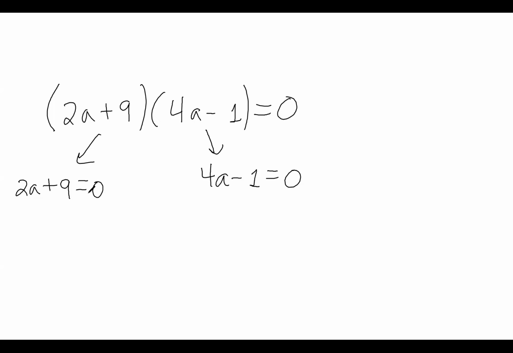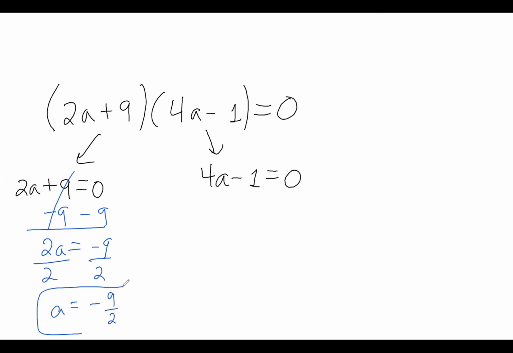So for 2a plus 9 equals 0, subtract 9 on both sides. So I have 2a equals negative 9, and then just divide by 2. So my first solution is a equals negative 9 over 2. My second solution, coming over to my second equation, 4a minus 1 equals 0, add 1 to both sides. So 4a equals 1, then divide by 4 on both sides. So a equals 1/4.